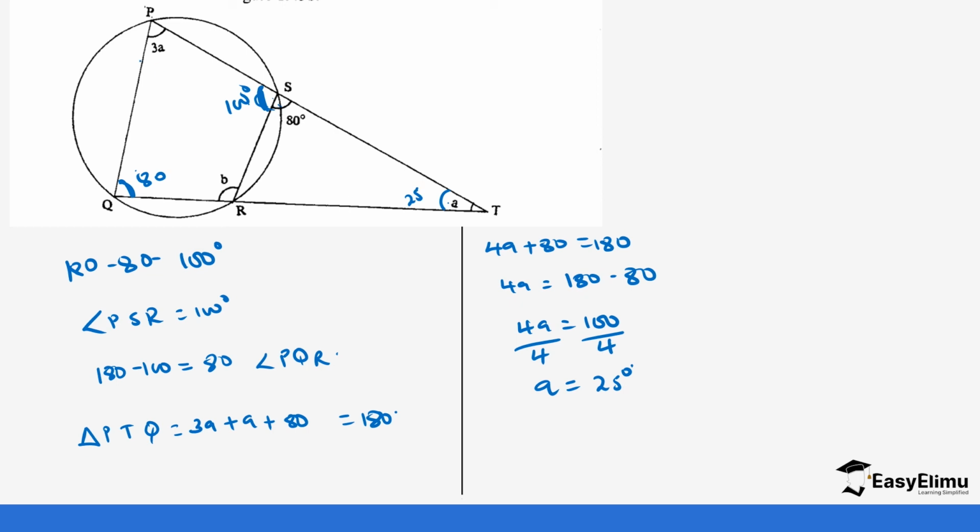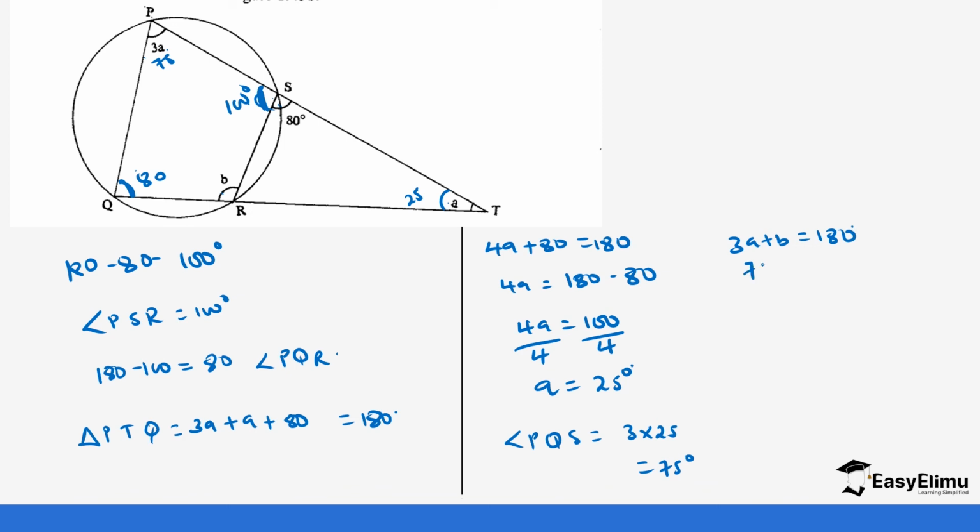So this means this angle PQS is going to be 3 times 25, which gives us 75 degrees. So if we were to get this angle B here, if this is 75, remember we said that 3A plus B will give us 180 because they are supplementary.